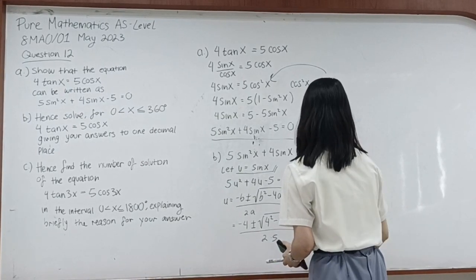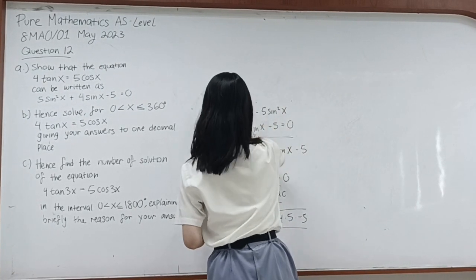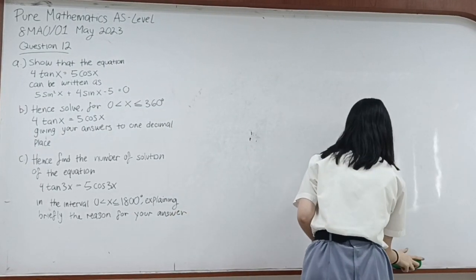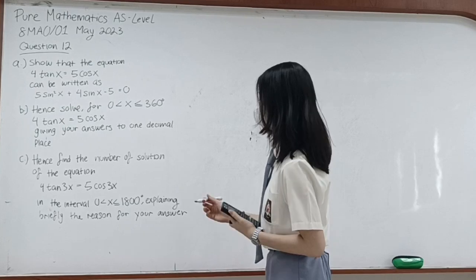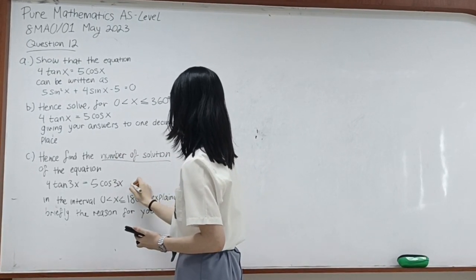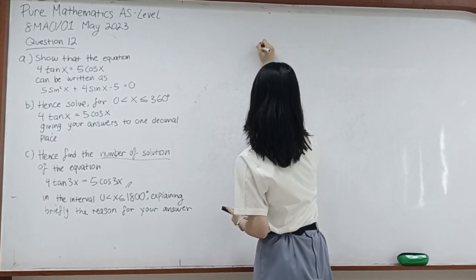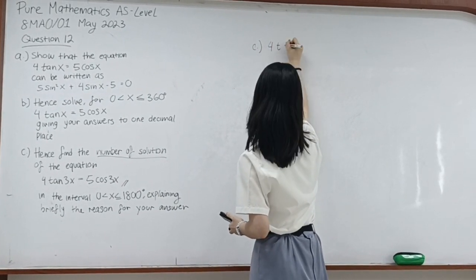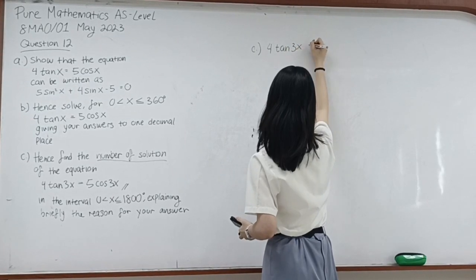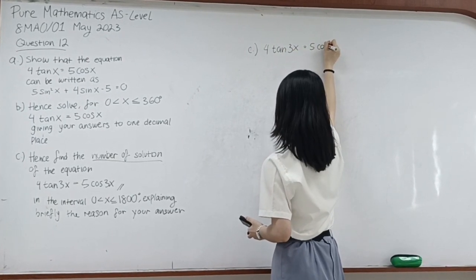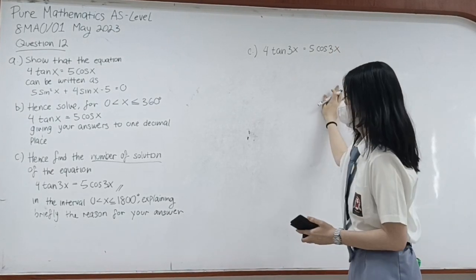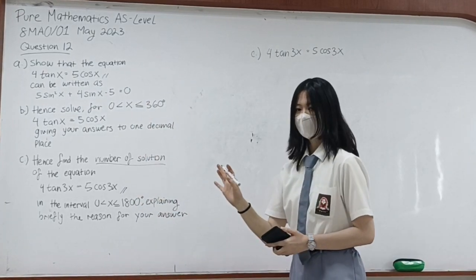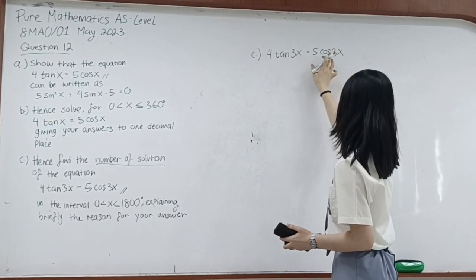I'll just clear up some space here. So for part C, it's asking us to find the number of solutions from this equation. Let's write down the equation first. The question gave us a new equation, which is 4 tan 3x equals 5 cos 3x. Now, you may notice that this equation is very similar to the first one given to us in the question. The only difference is that this has a 3 in the equation.